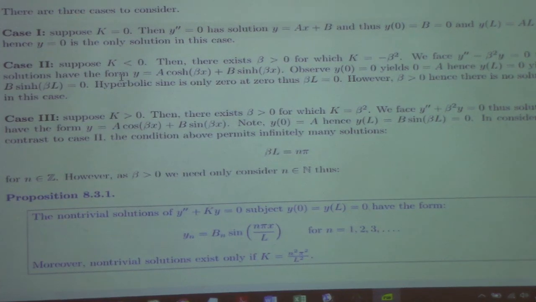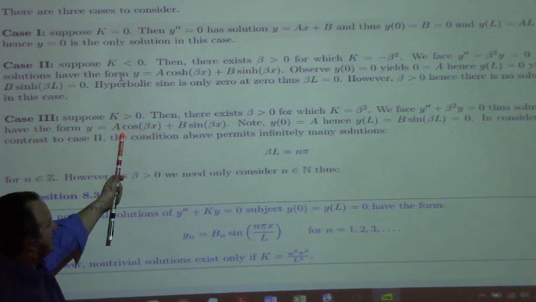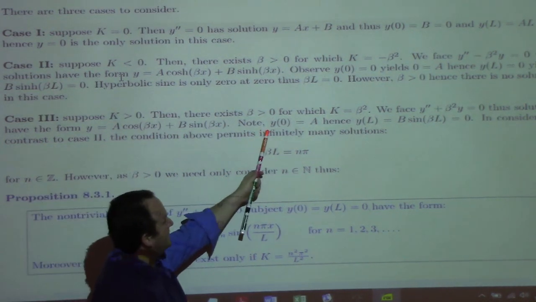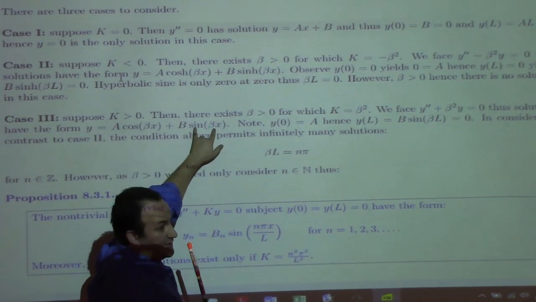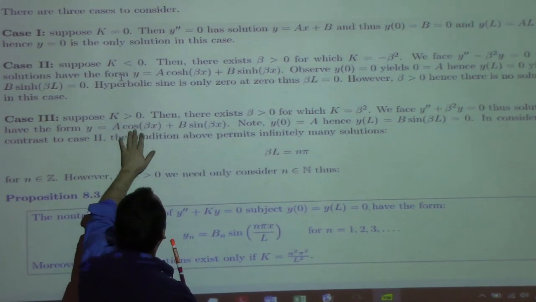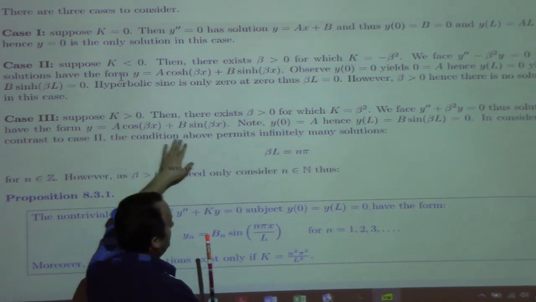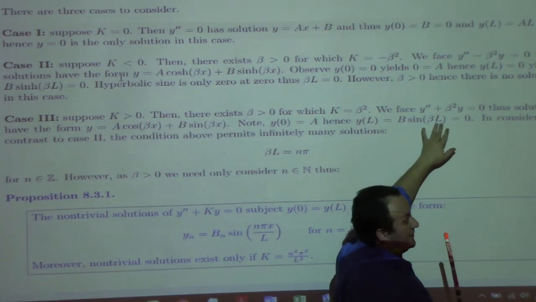So solutions of that are what? Well, we learned this at the start of the course. Solutions have the form a cosine beta x plus b sine beta x, right? I plug in y of 0. Y of 0 gives me the cosine of 0 is 1, sine of 0 is 0, right? So this gives me the condition a times 1 equal to 0, so a is 0. When I plug in y of l, this gives me b sine beta l equal to 0.